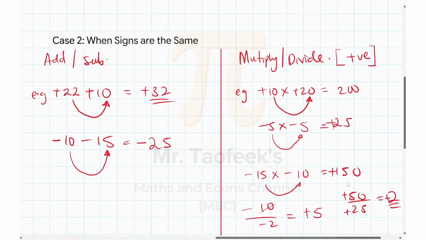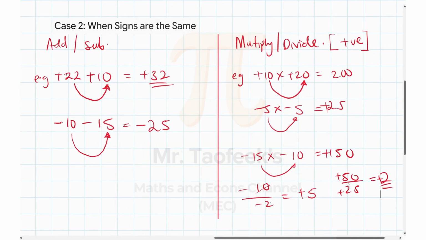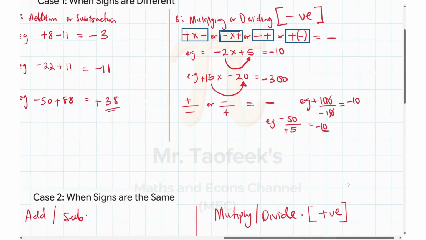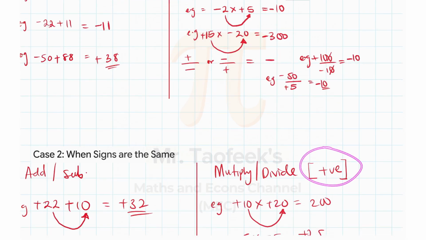If you can understand these simple rules, then you are going to solve any directed number question. Any. Literally any. So with this covered, if I'm multiplying and I'm dividing, if my signs are different, my answer is going to be negative. If my signs are the same and I'm multiplying or dividing, my answer will always be positive.